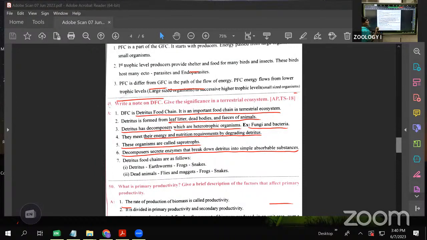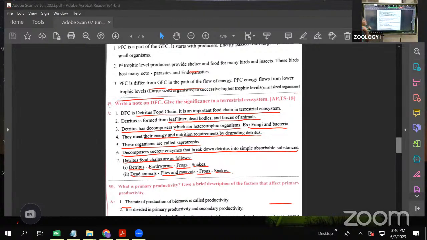Next, see this one. The detritus food chain is also followed. Detritus, and absorbable detritus. On that earthworms depend, frogs depend on the earthworms, and snakes depend on the frogs. Next, the flies and maggots depend upon the dead animals, and the frogs depend on the flies and maggots, and the snakes.